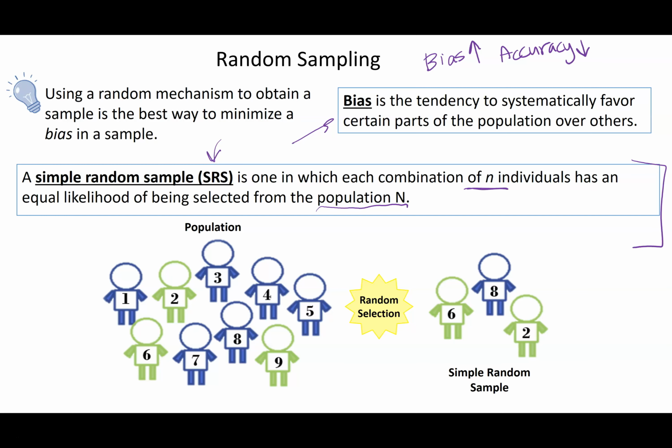So maybe I have 30,000 OSU students and I have all of them in a list by ID number, and I tell the computer randomly select 100 of them. So it just takes 100. That would be an example of a simple random sample. So the idea, here's a small population, random selection. So it randomly selected 6, 2, and 8.